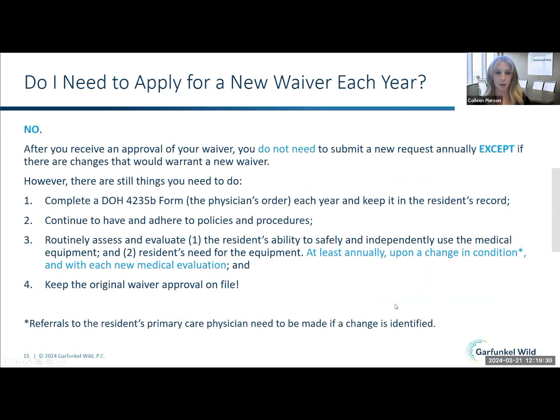Later on, I do talk about situations where you have a hospice resident or someone who urgently needs the equipment. So I will go through that because there are things you can do in those circumstances.